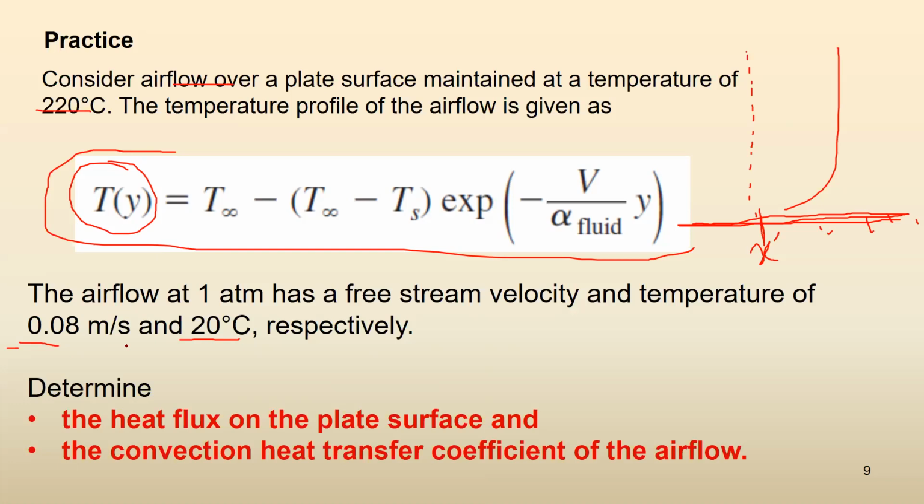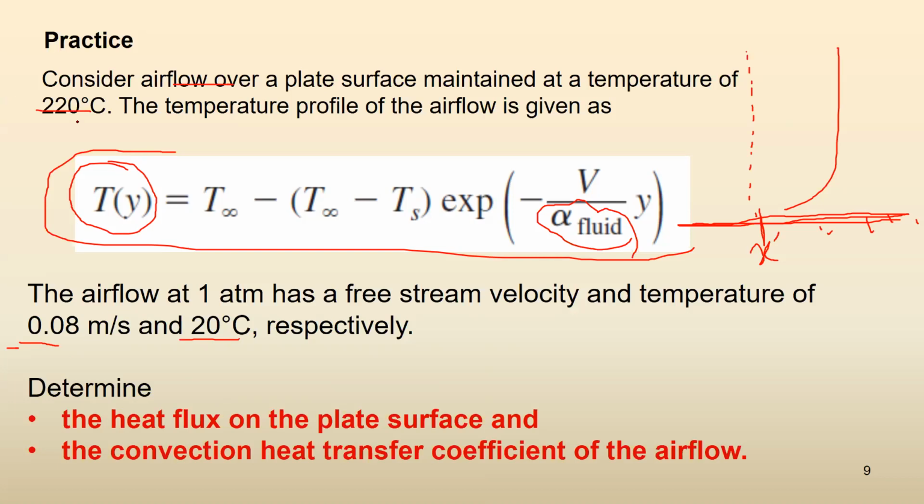So the question is, at what temperature do we read the properties, because we need them. You see here, the thermal diffusivity of the fluid is needed. Temperature of the surface, temperature of the fluid, y position, velocity. This is an exponential term. So at what temperature do we need to read the properties of the fluid? At 20 degrees Celsius or 220 degrees Celsius?